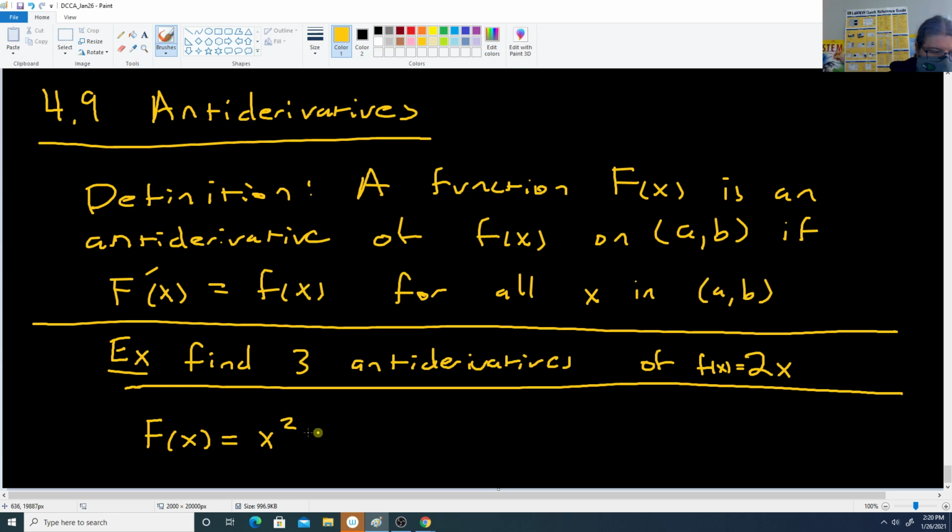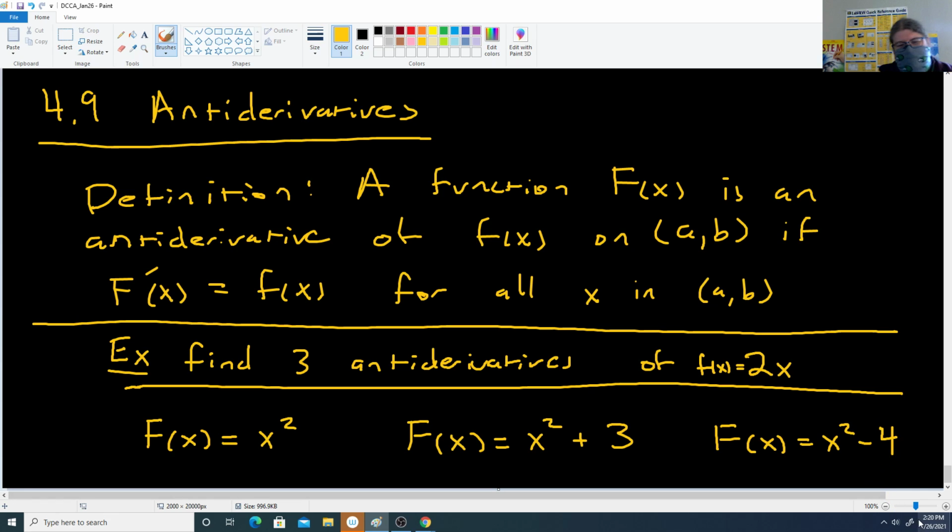Well, the other types that are going to work are all going to be based off this x squared. If I have x squared here, I could put a random number here like x squared plus 3. And since the derivative of 3 goes to 0, the derivative of x squared plus 3 would still just be 2x. And I could also do one like x squared minus 4. That would also work, since the derivative of negative 4 goes to 0. So here's 3 possibilities that would work. And we can see they're all kind of based off this x squared. They're all x squared either plus a number or minus a number.